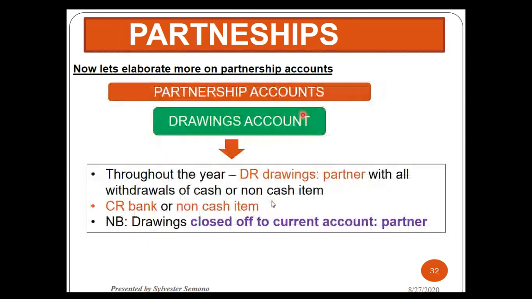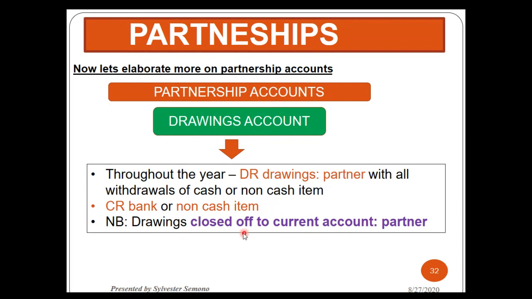So, like I said before, we do have the drawings account. Remember, the drawings accounts are not expense, they are negative owner's equity. So the drawings, as I said, they are withdrawals of cash or non-cash. So even if you took a trading inventory for own use, that will be regarded as what? Drawings. So obviously, if you took cash, it will affect the bank. Can you see? Or if you took something like maybe trading stock, it will affect the trading stock. But the drawings at the end of the day must be closed off to what?